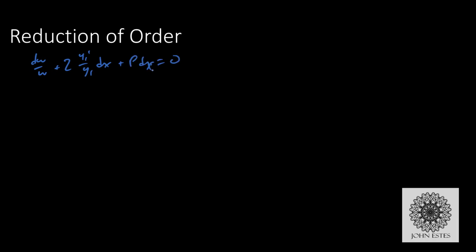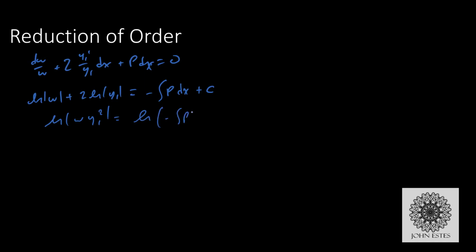Okay, so now I can do some integration here. I'm going to end up with ln w, and integrating y1 prime over y1 is a logarithm, so we have 2 ln y1 equals, I'm going to bring the p over to the other side because I don't really know what p is, but that's okay. So I'm going to have the negative integral of p(x) dx plus some constant. Using my properties of logarithms, I can bring these together to have ln of w y1 squared equals the negative integral.